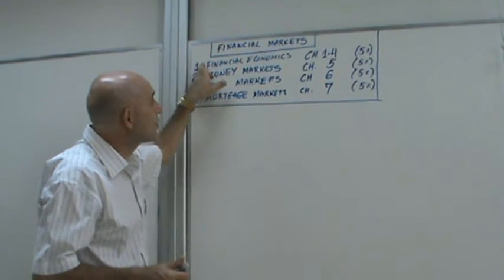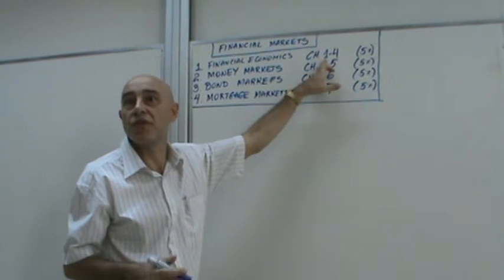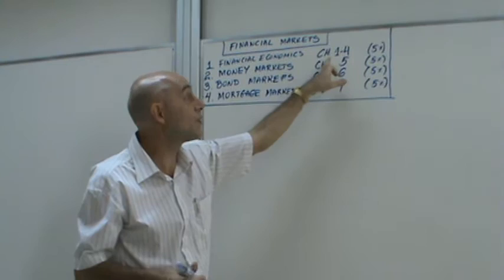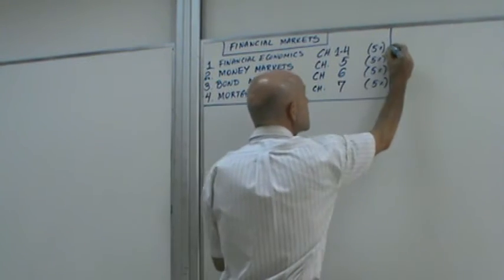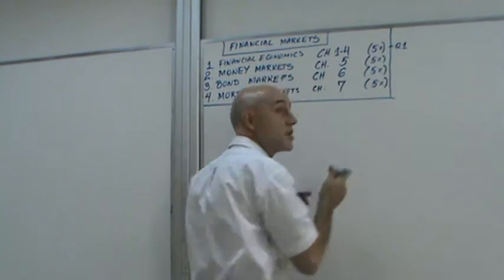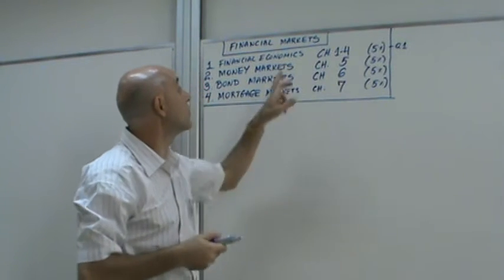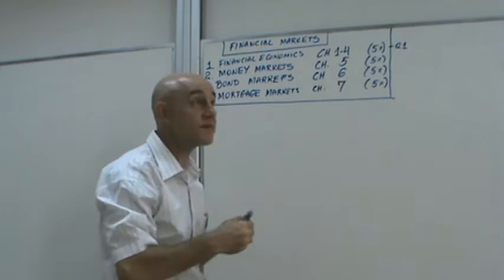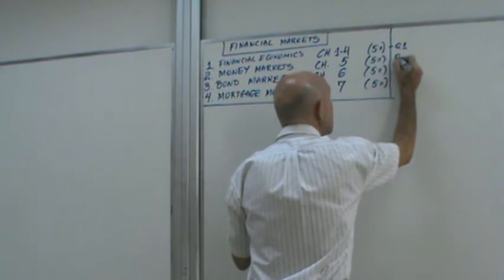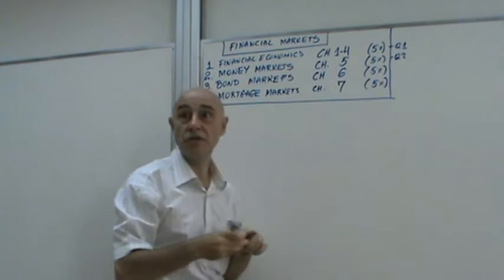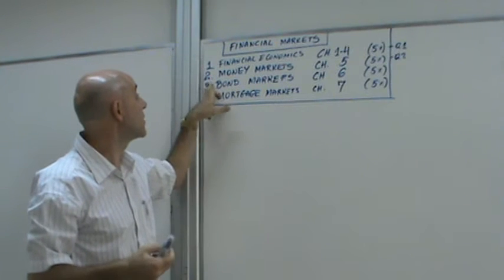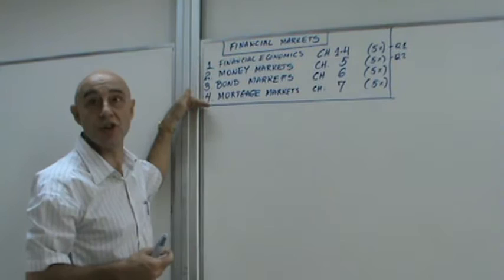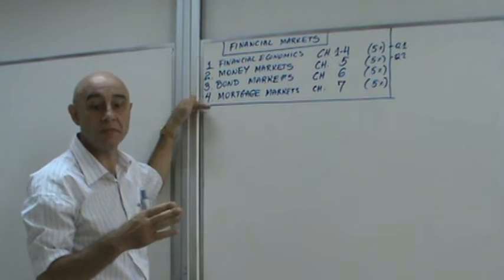We began the course spending the first 2 or 3 weeks on general financial economics. These are the first 4 chapters. This was the same material as quiz one, and will be on the midterm. Money markets, chapter 5, will be the same as quiz 2. We've covered in the last 3 weeks bond markets and mortgage markets. So up to this moment is the midterm.